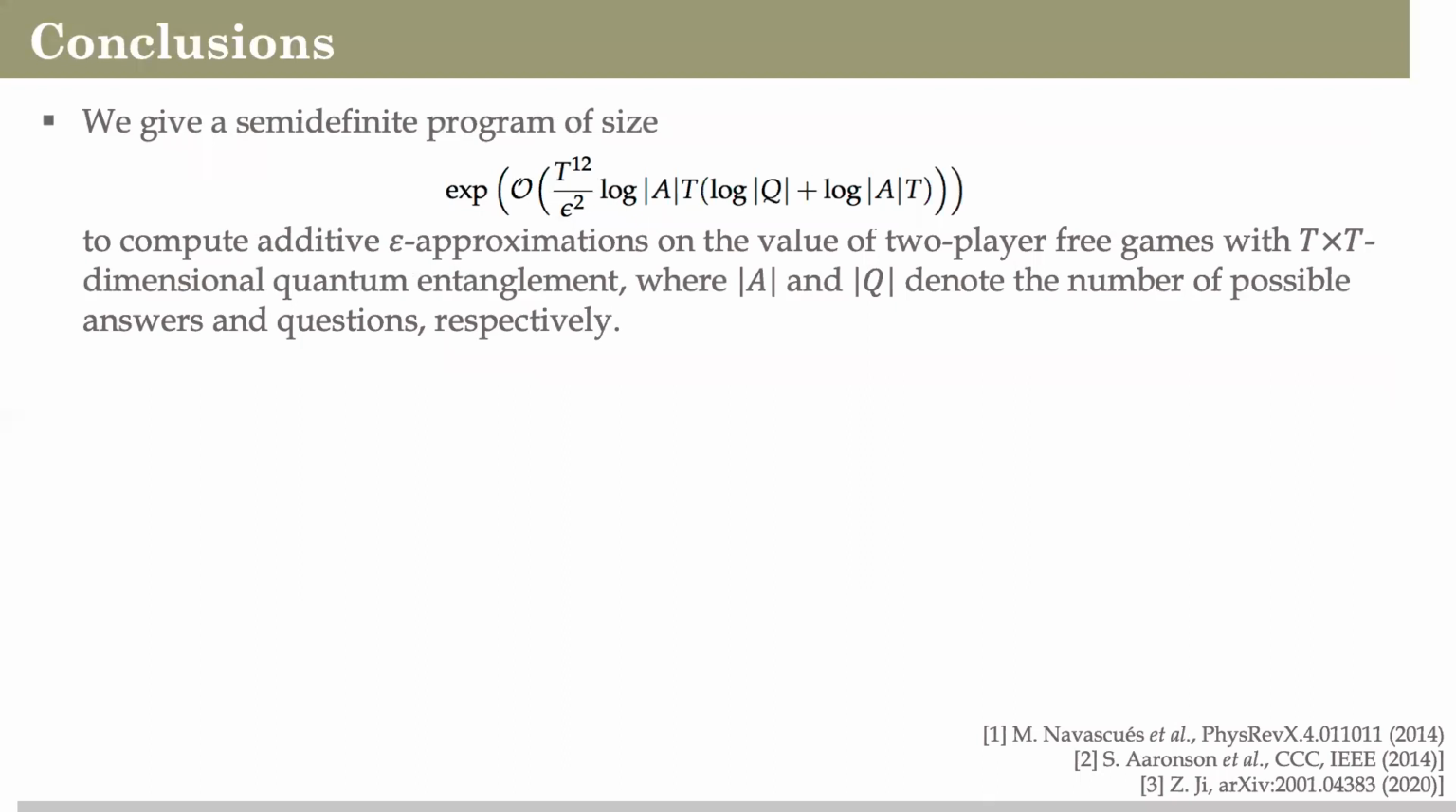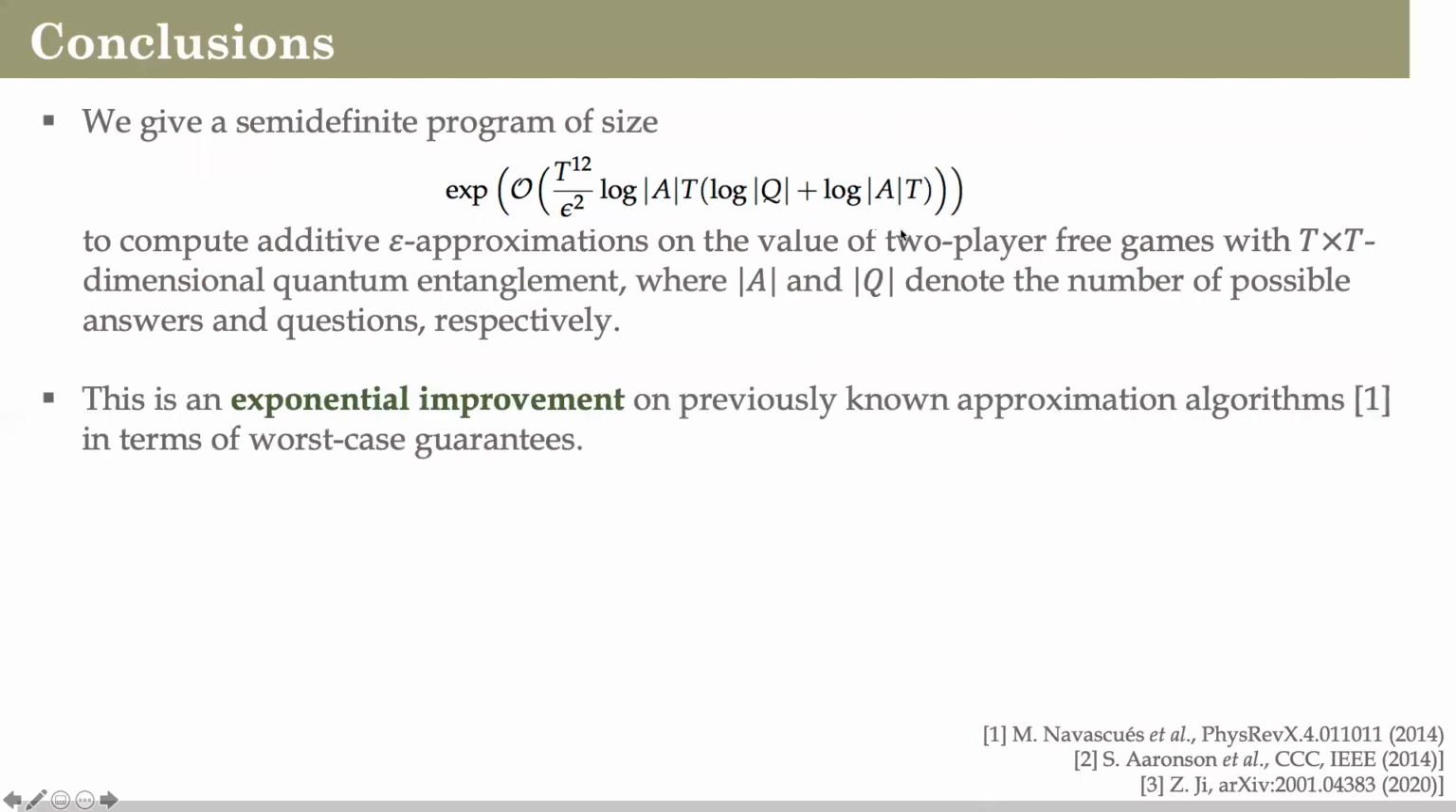So for conclusions, as we just saw, this is the main contribution of our work. And this is an exponential improvement on previously known approximation algorithms for omega_qt in terms of worst-case runtime guarantees.